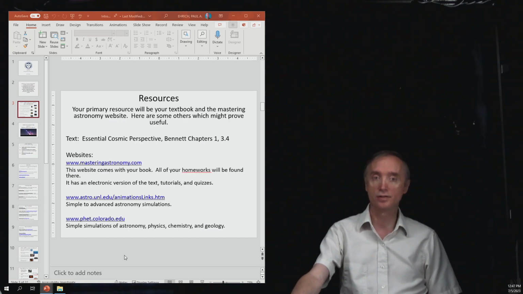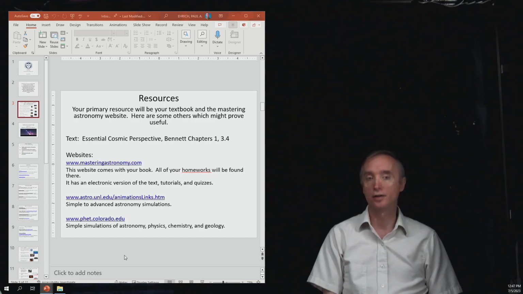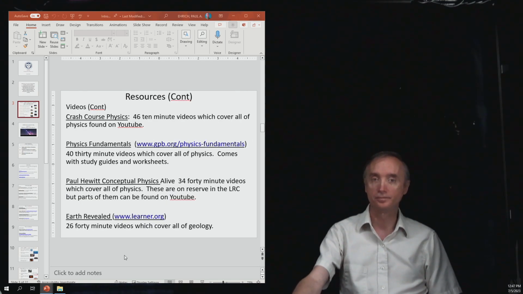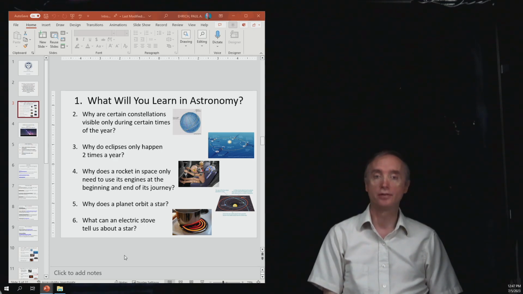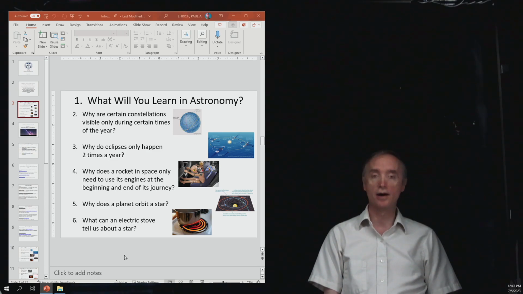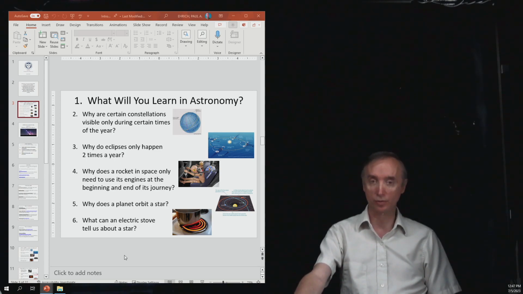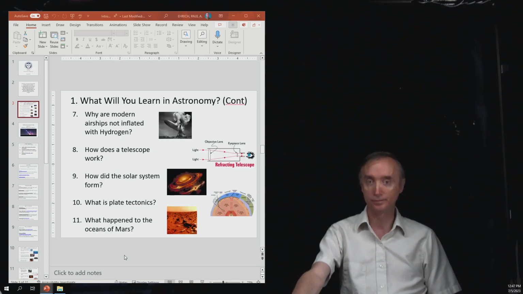Okay, so this is going to correspond to chapters 1 and then chapter 3, section 4. Okay, so what are you going to learn in astronomy? You can read through that, and you should now actually be able to answer questions 2 through 8 on this. So you might want to take a look at these questions now and see if they make a little more sense to you. But otherwise, these questions are not necessarily going to be on the exam.